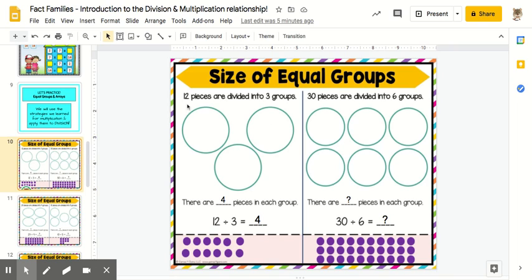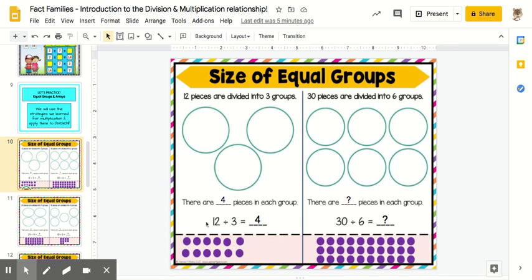So at the top of here it says 12 pieces, and here are the 12 pieces below, are divided into 3 groups. So we've already said divided into. We know that in division, the largest number is what we are going to start with. So we've got our 12 here, and we've got our division symbol, and the 3 groups are written right here. I've already done this one, so that's why the answer is in there.